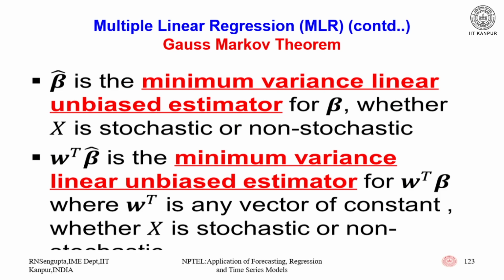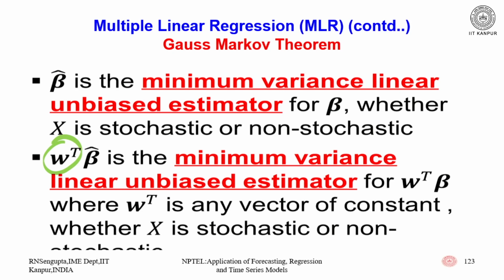Beta hat is the minimum variance linear unbiased estimator of beta, whether x is stochastic or non-stochastic. This will always hold true. Hence, beta hat is the best estimator. And if I multiply that beta hat with some weight, so this W transpose which you see is the weight, it is the minimum variance linear unbiased estimator of W transpose beta. That means, weight does not change. I only need to replace beta with the corresponding estimate, which is beta hat, where W transpose is any vector of constants, whether x is stochastic or non-stochastic.